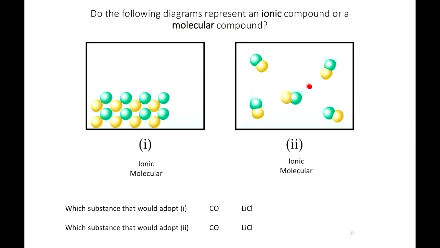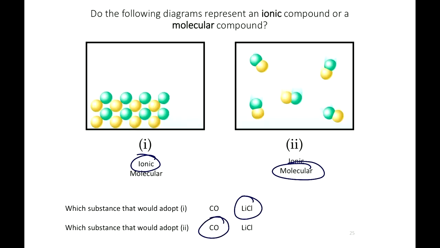All right. So I'm giving you a hint here. Which picture is molecular and which one is ionic? So what is this picture? Ionic. And then the second picture? Molecular. Okay, great. So following up on that, which substance of this pair is going to adopt structure 1? CO or LiCl? Yeah, lithium chloride, because it's the ionic thing. It's the thing that uses ionic naming rules.